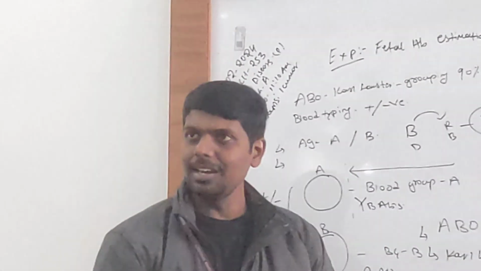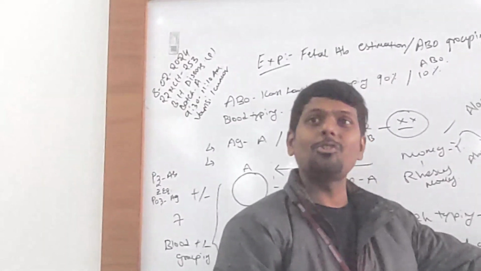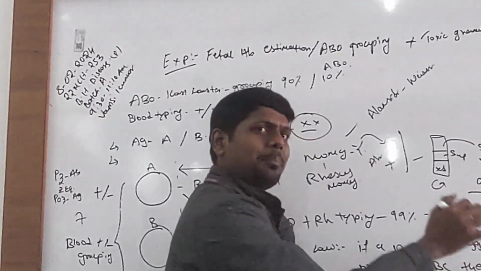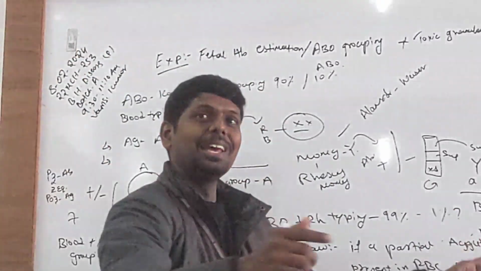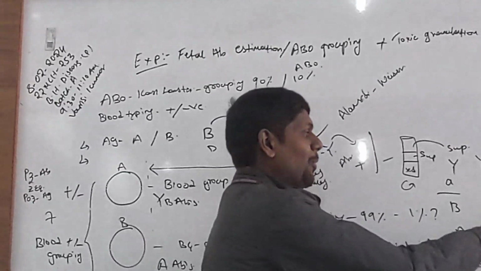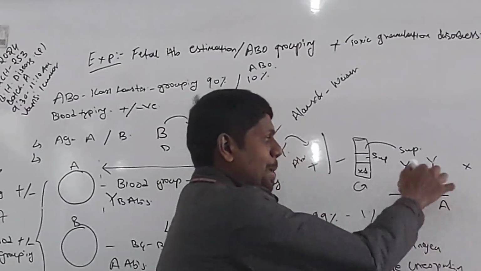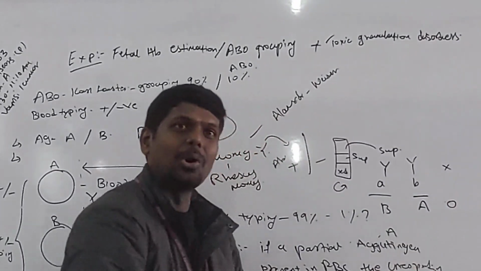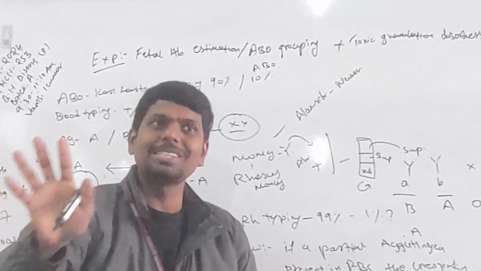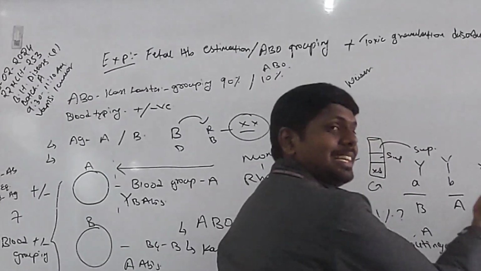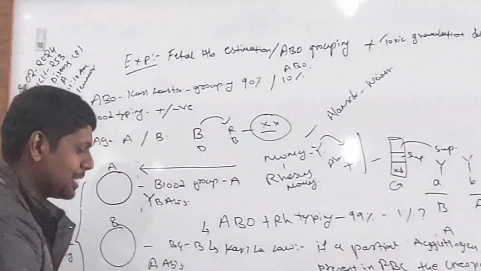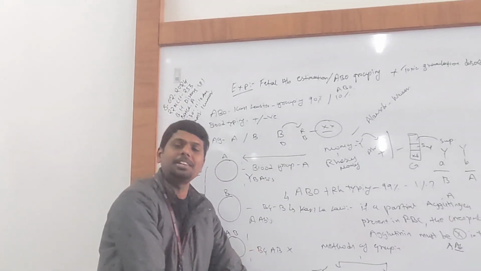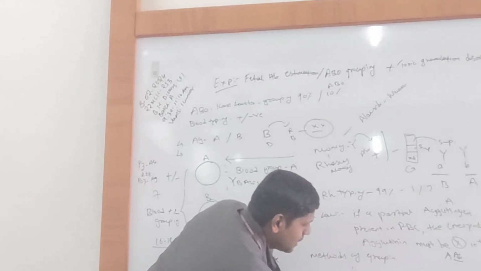I can, right? If the patient has A antibodies, what is his blood group? B. If the patient has B antibodies, what is his group? A. If the patient has both A and B antibodies, then O. If the patient doesn't have any antibodies, then AB. See, this method is called reverse grouping: detection of antibodies in the patient rather than antigens.